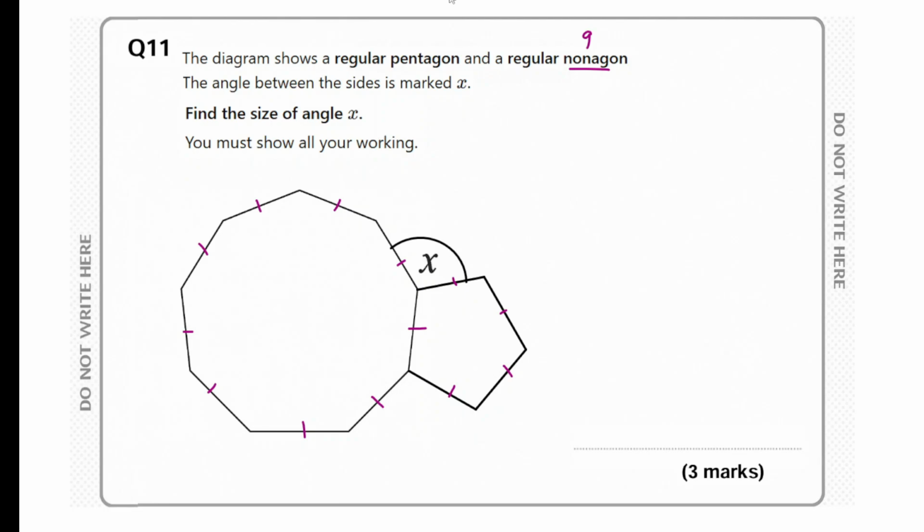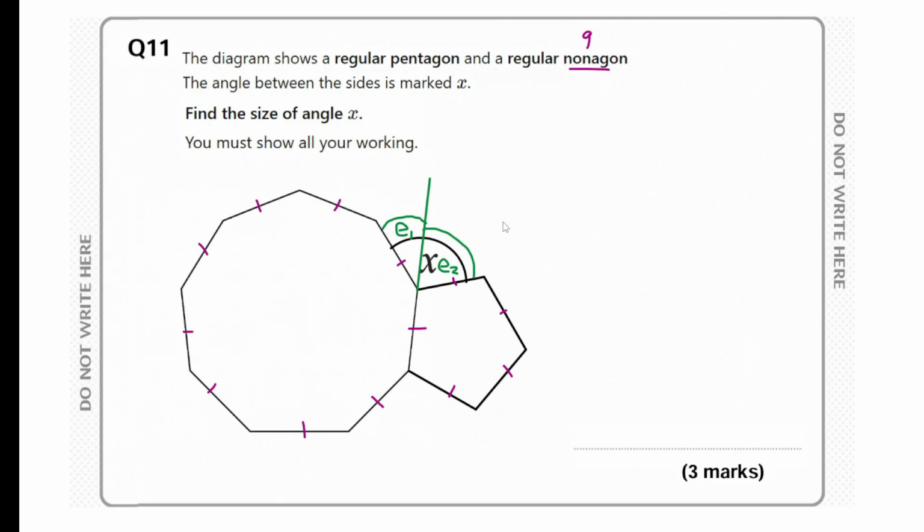Now there are 2 ways of doing this one. I'm going to tell you the easier way. First, you need to extend this line like this. Now when you do that, you get an angle here. This is the exterior angle of the nonagon. Call it E1. And this angle here, E2, is the exterior angle of the pentagon.